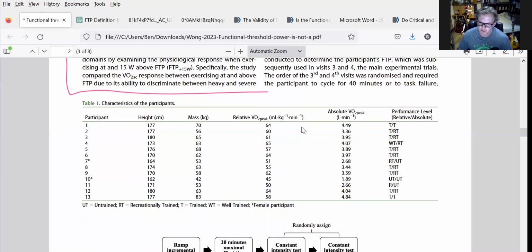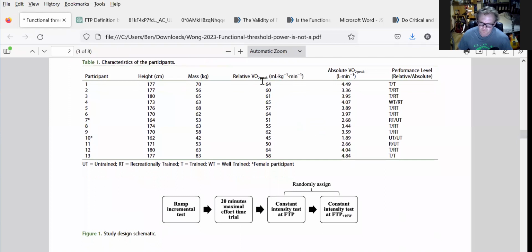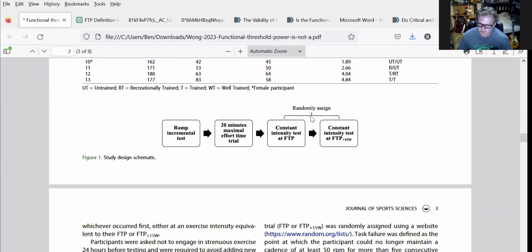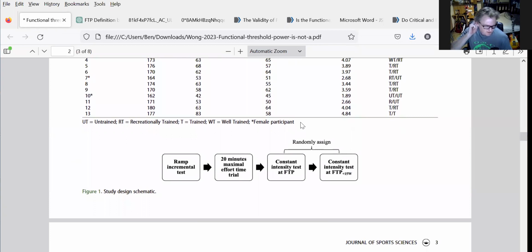So just having a look at the population here, VO2s in the high 50s, low 60s. Some of them were trained, some of them weren't. They were nothing special. That cohort of people may also be relevant to the findings of this test. Some of the conflicting findings in the other literature is probably more related to cohort.